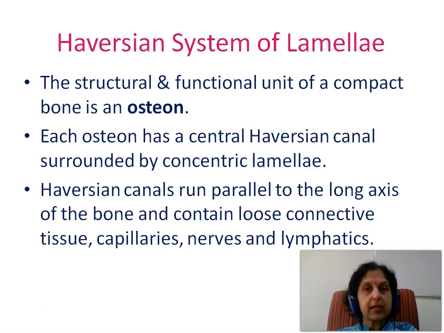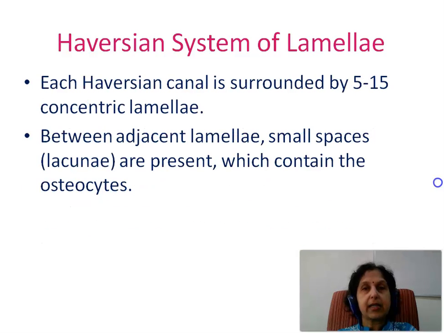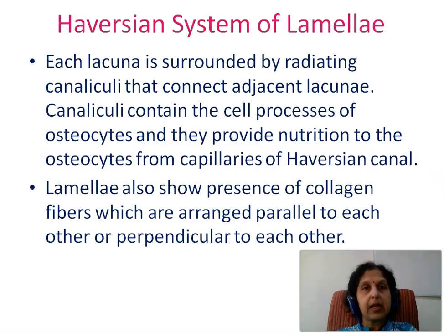Haversian canals run parallel to the long axis of the bone and contain loose connective tissue, capillaries, nerves, and lymphatics. Each Haversian canal is surrounded by 5 to 15 concentric lamellae. Between adjacent lamellae, small spaces, that is lacunae, are present, which contain the osteocytes. Each lacuna is surrounded by radiating canaliculi that connect adjacent lacunae.